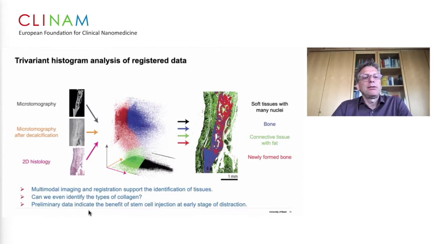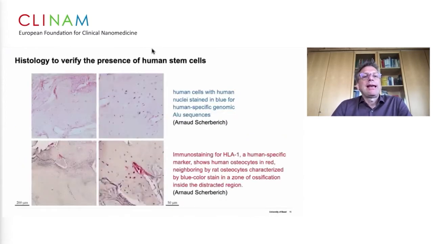And the preliminary data indicate that it is beneficial to have a stem cell injection at an early stage of the distraction. And for sure, the question occurs, can we see these human stem cells within the tissue of a rat? That was investigated by the team of Arno Scherberich from the University Hospital in Basel. And Arno has organized different staining. So for example, the human-specific genomic Alu sequences help to identify the human cells, and these are here given in blue.